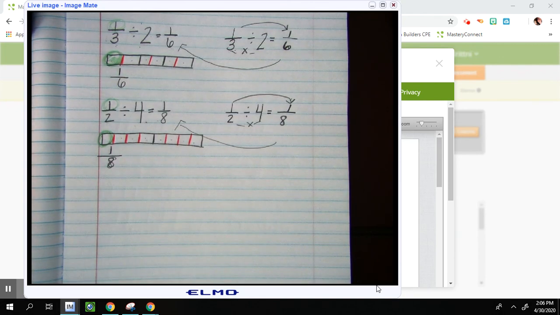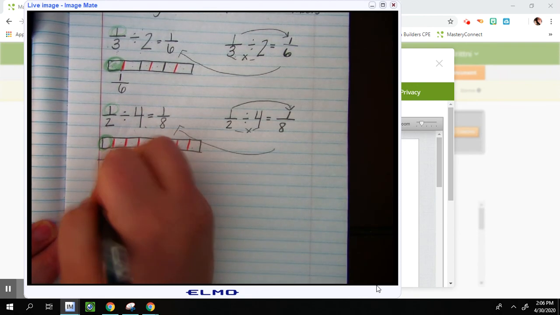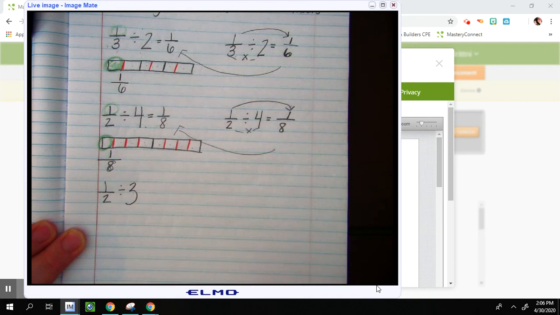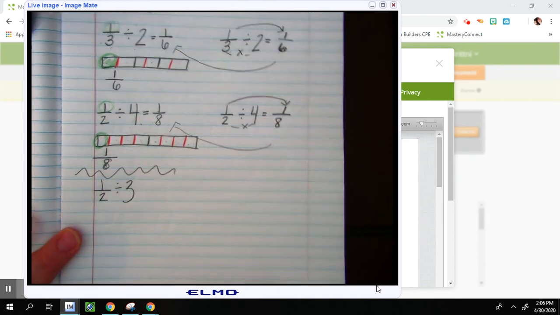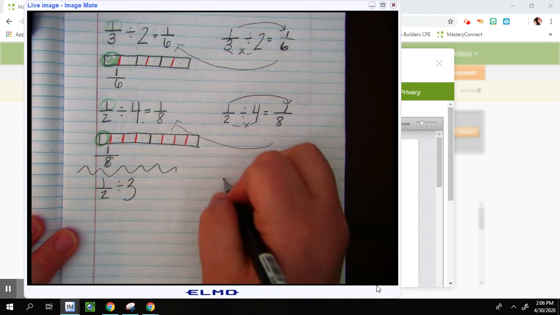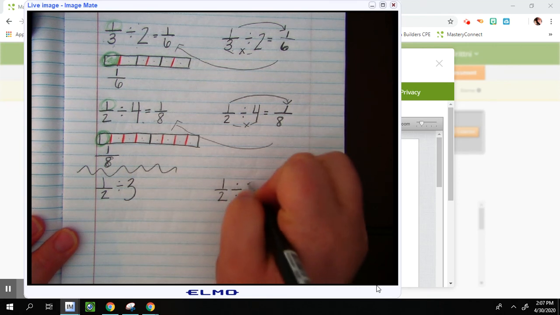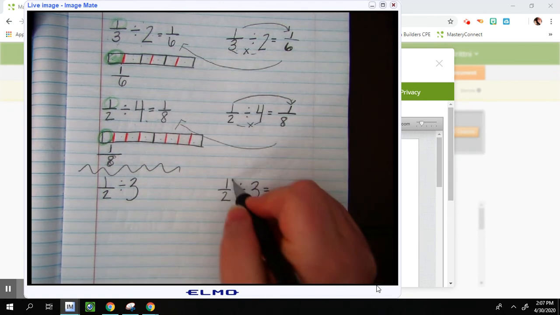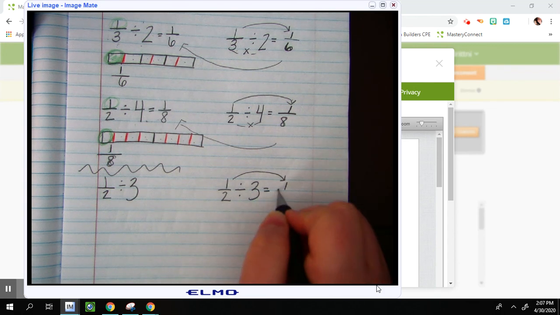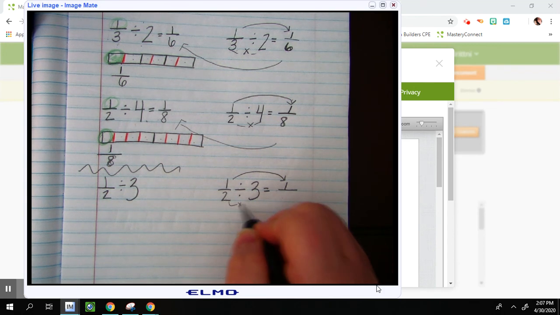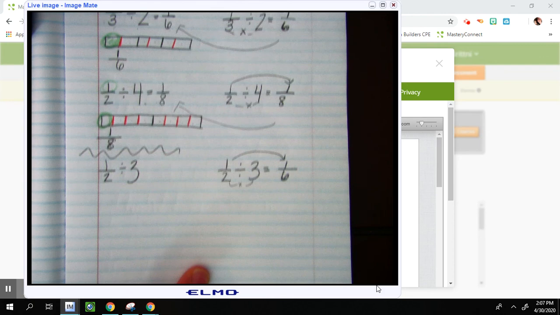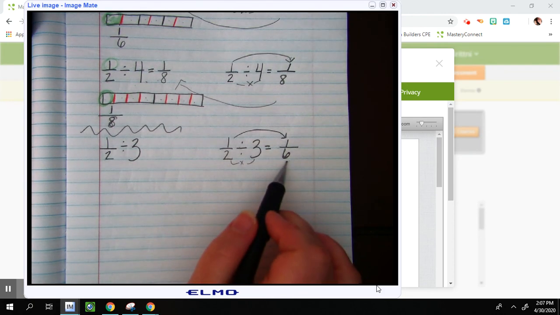And we're going to try to predict or guess what the answer might be before we solve it using a model. So let's look at 1/2. And this time we'll divide it by 3. So before I solve this problem using a model, I want to see if we can predict the answer. So we have 1/2 divided by 3. And if we think about it the same way we did here, we can bring our numerator over. And then to get our denominator, we can multiply 2 times 3 to get 6. So let's solve it and see if this prediction or guess is correct.